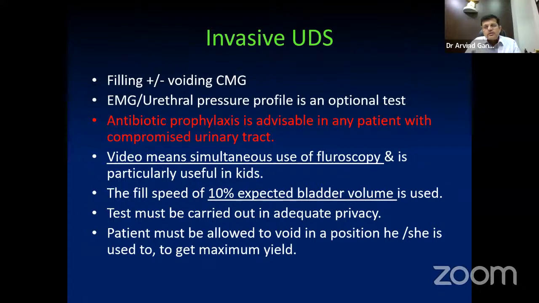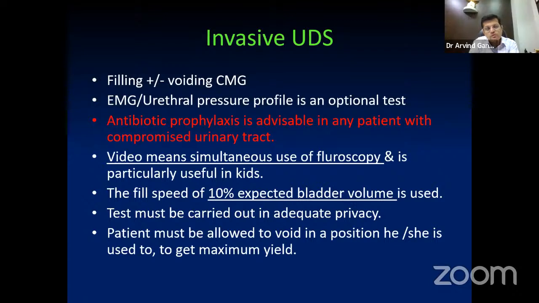A few additional things that one has to remember: one has to decide what the fill rate is, 10 ml, 20 ml, whatever it is. If you are suspecting a DSD, then you have to decide whether you are going to do an EMG and the UPP or just a CMG. Always give antibiotic prophylaxis. A video urodynamics is always necessary, particularly in kids when you are suspecting a posterior urethral valve. Otherwise, it's not necessary. Video urodynamics has very specific indications, and you have to use them judiciously.